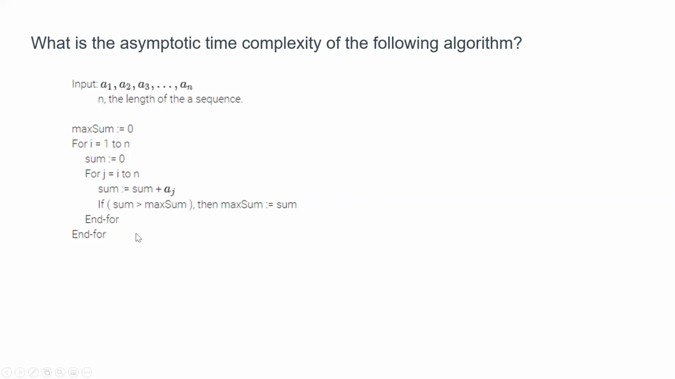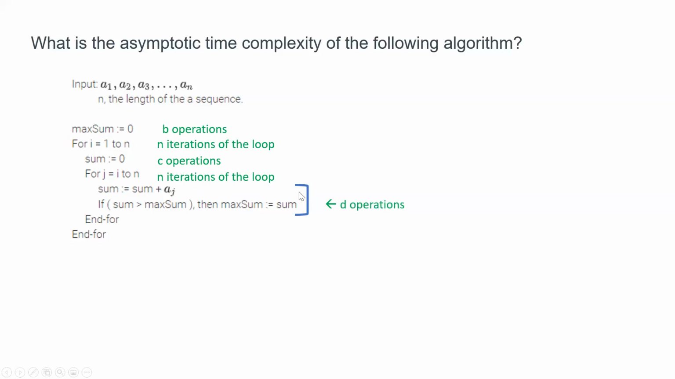Here's a loop inside of a loop. The first one, we're making an assignment. We'd call that 1, but let me just call it B because again, we don't care about the number really. Then the loop goes through n iterations because it goes 1 to n. Inside the loop, we do an operation, so let's just call it C. Then we have an inner loop that goes through n iterations, and inside there we do a constant amount of work, let's call it D.